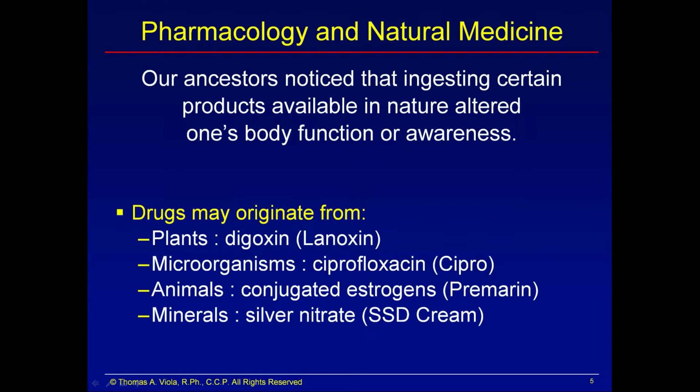And to this day, we still get a majority of our drugs from nature, like plants. Digoxin, which is a drug used for congestive heart failure, is isolated from a plant. There are many others. We also get drugs from microorganisms, such as ciprofloxacin. We even get drugs from animals, like conjugated estrogens, which are derived from, if the brand name gives us any clue, pregnant mare's urine, Premarin. And we even get drugs from minerals like silver nitrate. SSD cream is sulfadiazine cream. That's, again, a cream you'd use for burns and some other ailments.